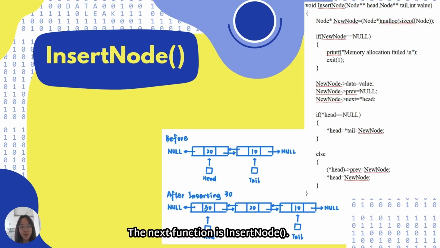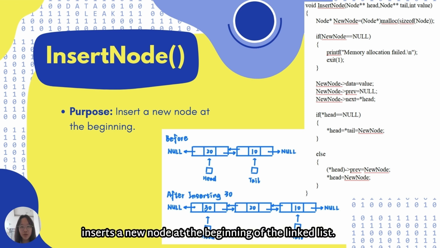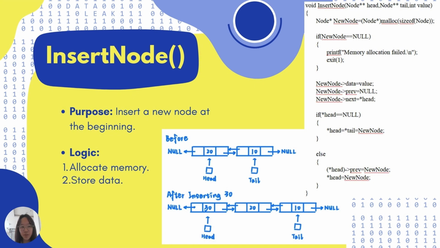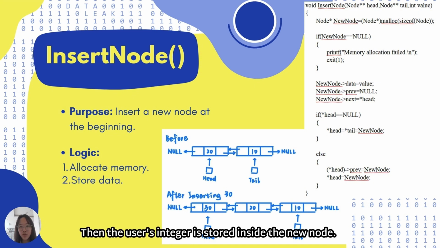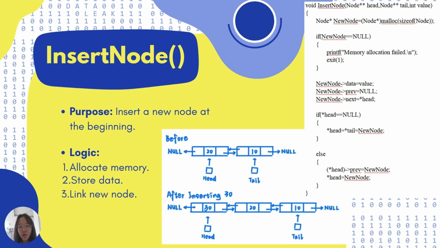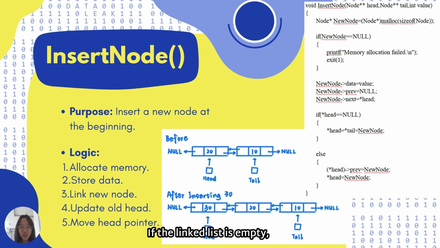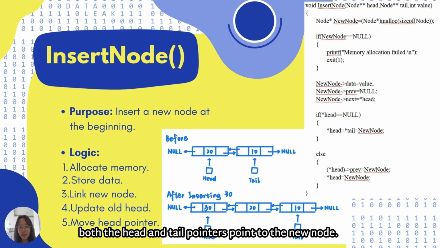The next function is insert node. This function inserts a new node at the beginning of the linked list. First, memory is dynamically allocated using malloc. Then, the user's integer is stored inside the new node. The next pointer of the new node points to the current head. If the linked list is empty, both the head and the tail pointers point to the new node.